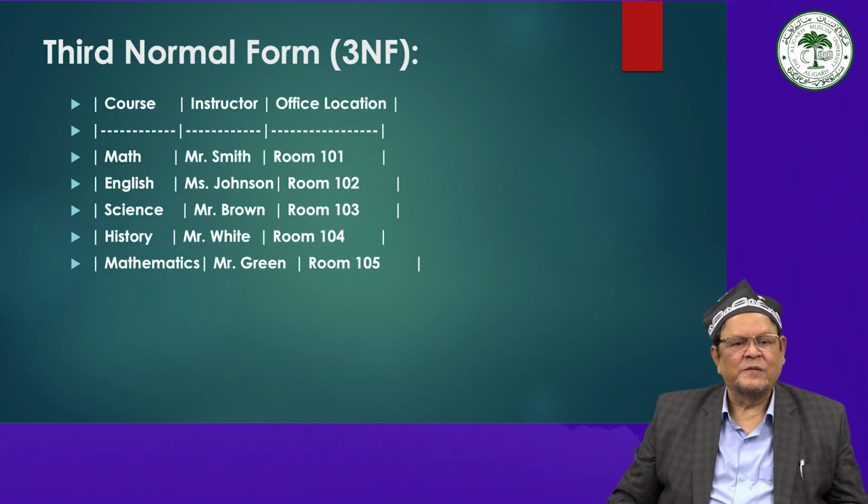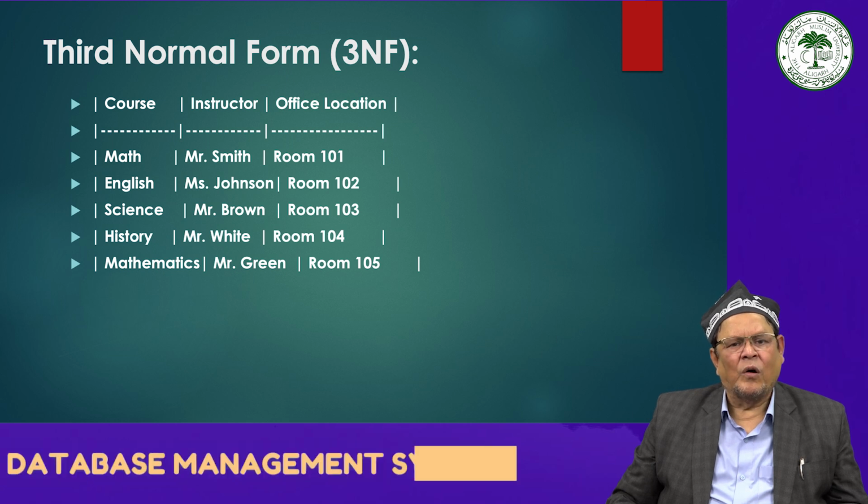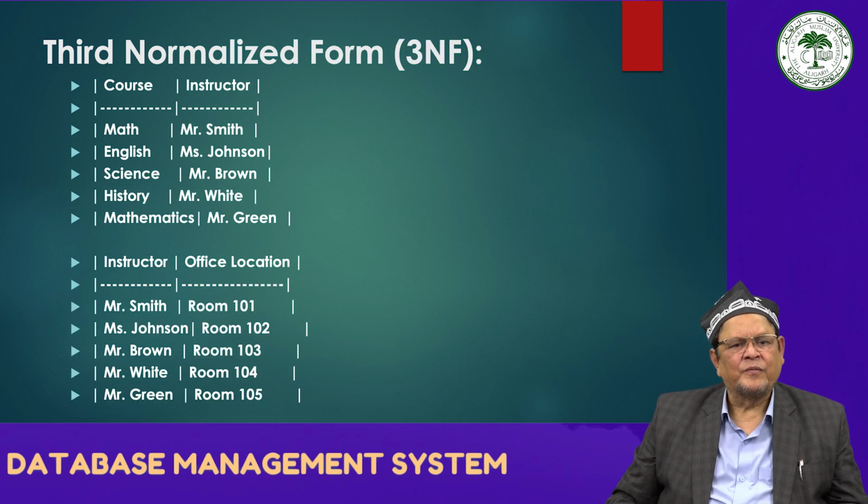3NF requires that the table is in 2NF and there are no transitive dependencies, so non-key attributes depend only on the primary key. Suppose we add information about the instructor's office location. The office location depends only on the instructor, not the course or student.